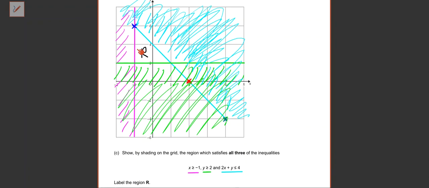As long as your R is in the right place, bounded by the right lines, you get both marks, regardless of what your shading is. That's why they've not said "by shading the region" or "by shading what you're not." They don't specify that. You can do it either way. Okay? I think you've done it.